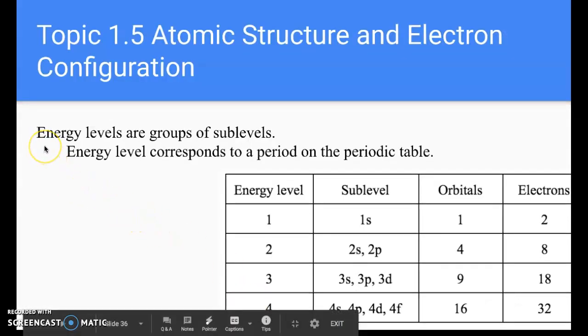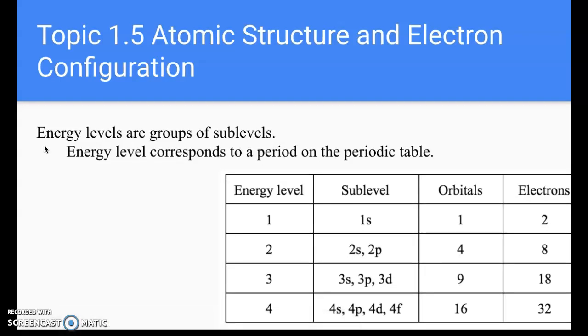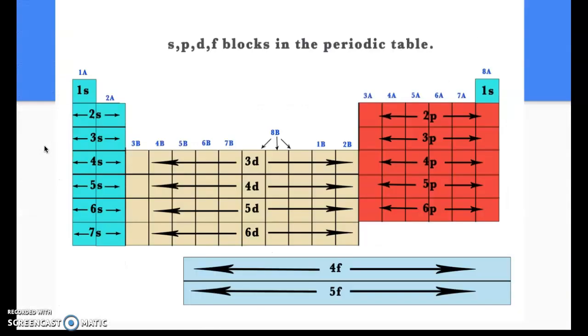Okay, next you have energy levels. So we started with orbitals, where an individual orbital can hold 2 electrons. Sublevels are groups of orbitals. Now the next thing is energy levels are groups of sublevels. So energy level corresponds to the period on the periodic table. So going back to this, the number in front of the letter, that's your energy level.